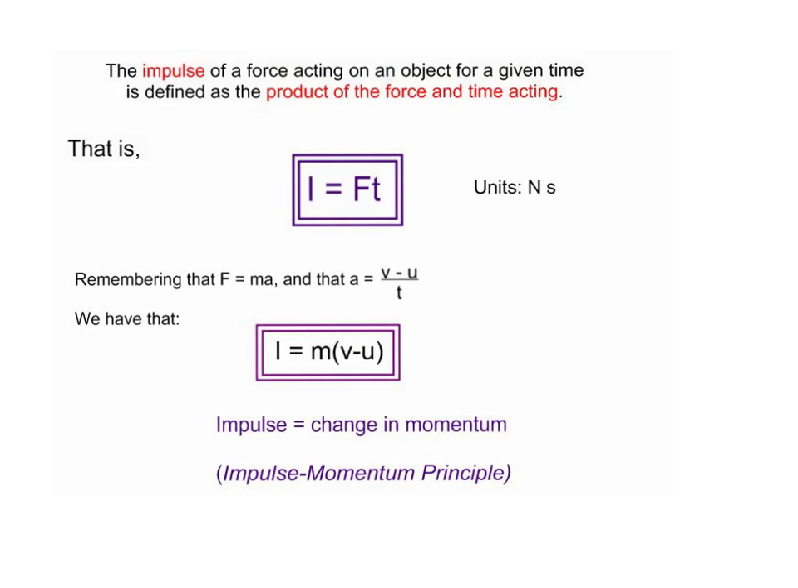Since we know that force is equal to mass times acceleration, and that the acceleration is the change in velocity divided by the time, we can also say that impulse equals mass times the change in velocity. Or since mass times velocity is the momentum, we can say that impulse equals the change in momentum. This is known as the impulse momentum principle.